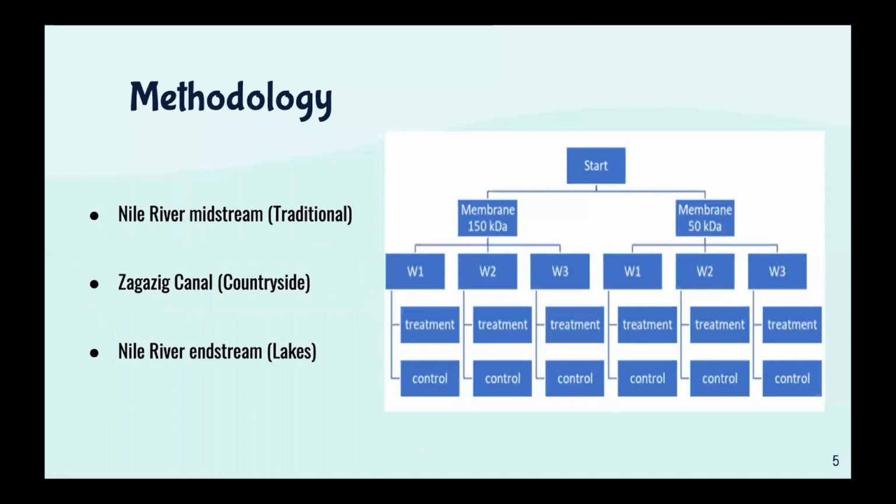This diagram summarizes the methodology we followed, in which two membrane types were used with molecular weight cutoffs of 150 kilodalton and 50 kilodalton. Both membranes were supplied by engineer Amr al-Maligi. For each membrane, 3 water sources were used: Nile River midstream, Zagazig Canal, and Nile River endstream.